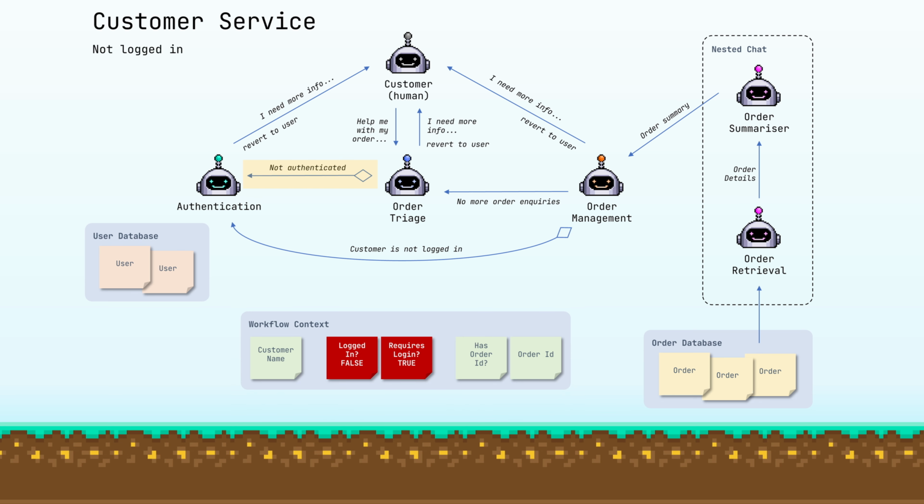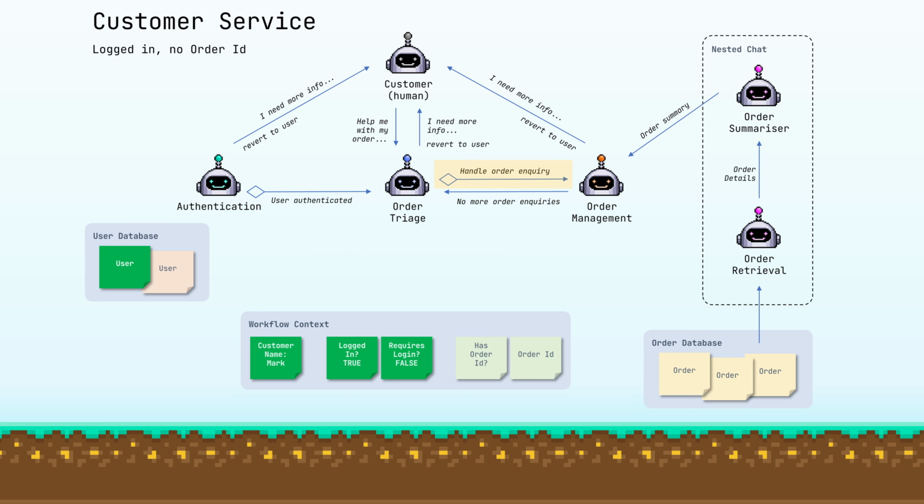When the user isn't logged in, some of the transitions aren't available, and this ensures that we don't flow to the order management agent while they're not logged in. Once logged in, we have updated context variables and can no longer transition to the authentication agent, ensuring our conversations stay with our triage or order management agents.